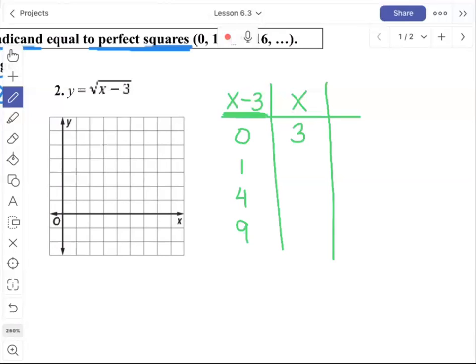So if x is 3, in my mind, I'll put this in parentheses down here. I'm thinking x minus 3 needs to equal 0. For x minus 3 to equal 0, x has to equal 3. So that's what I'm thinking in my mind. Let's try the next one. x minus 3 is equal to 1. What does x have to be?